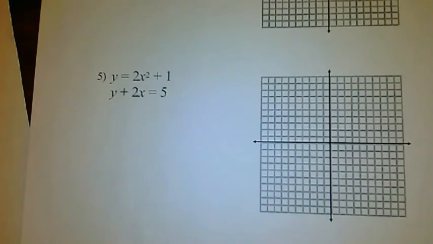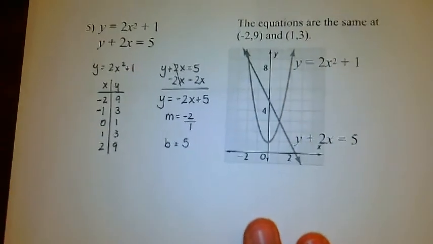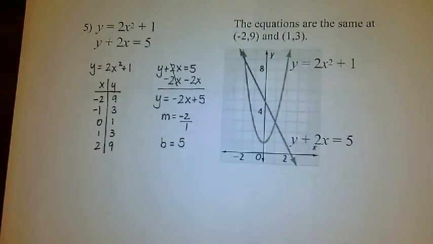And for the last one, number 5, make sure that you put this in y equals mx plus b, so we actually have -2x plus 5. So here's our quadratic, here's our line, and again, there is our answer.